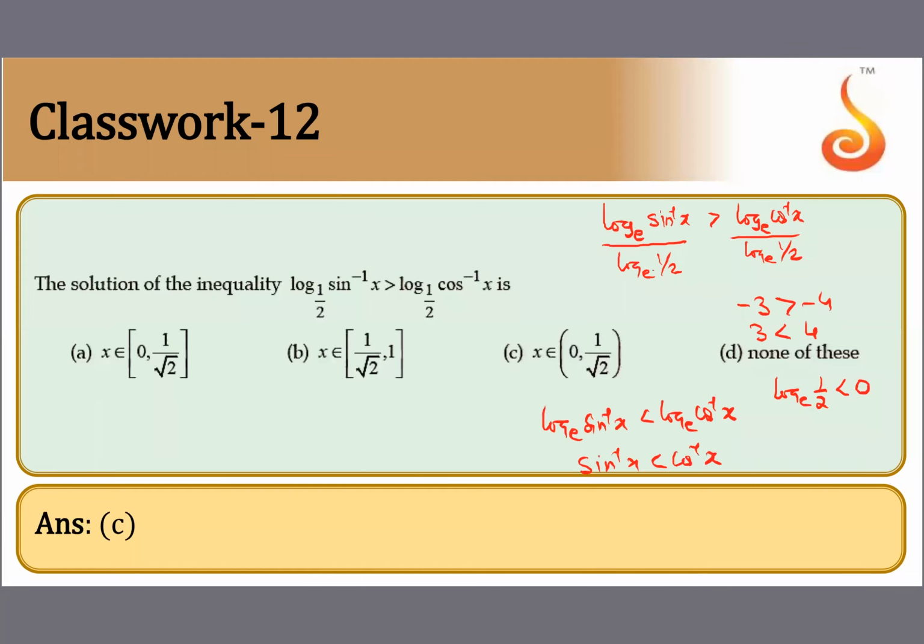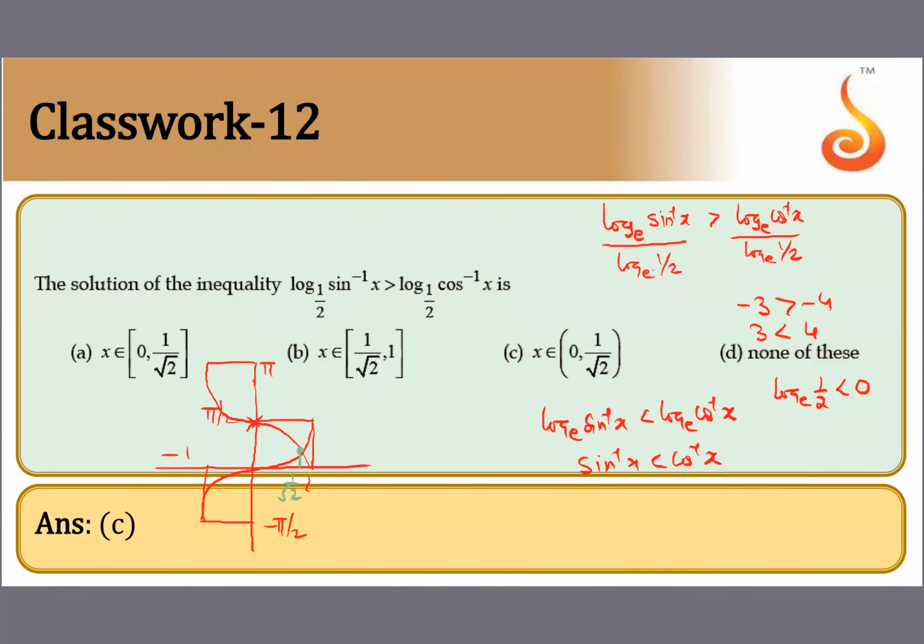In which interval? I draw both the graphs. This is the sin inverse x graph: minus pi by 2, plus pi by 2, the domain from minus 1 to 1. Now this is the cos inverse x graph, going up to pi, with pi by 2 at the middle. I'll take another color. This is the intersection point, at x equal to 1 by root 2.